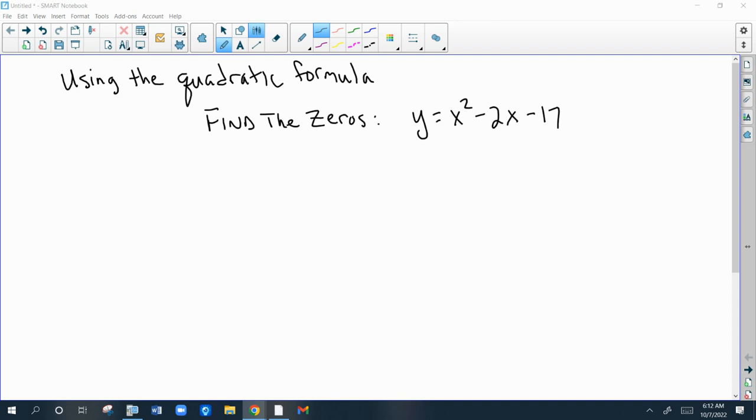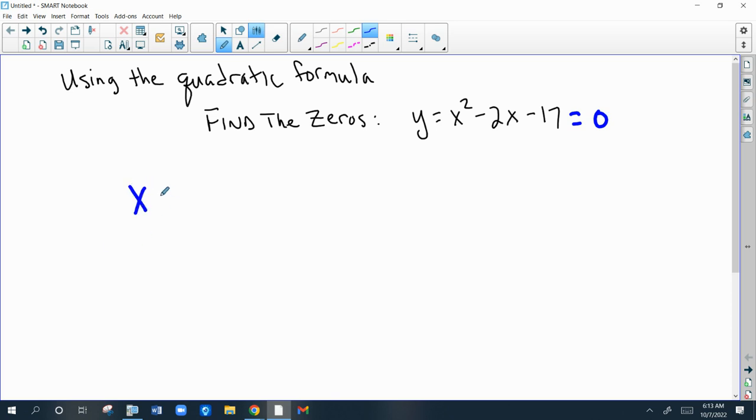So first of all, the question here is find the zeros of this function. So when you go to factor it, which is the easiest way, you're setting it equal to 0. And factoring x squared minus 2x minus 17, obviously there's no factors of negative 17 to add up to negative 2. So you have to use the quadratic formula here.